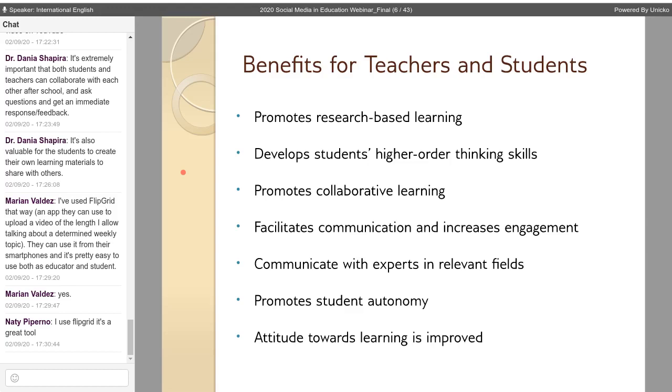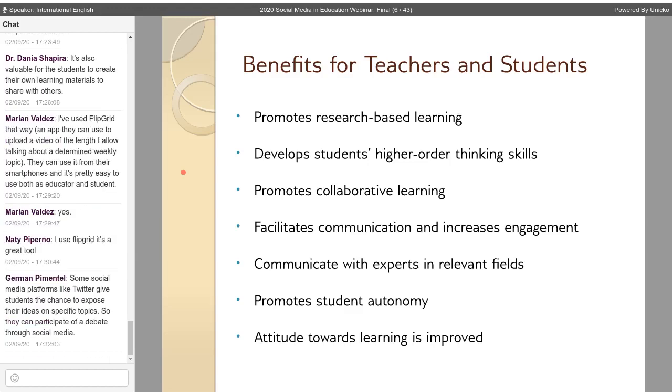Again, going back to the previous example, in order to promote research-based learning, students could watch videos, identify problems, come up with a solution, and then produce a video or a radio ad, and then post or upload the video, the ad, to the school YouTube channel, right? And then they can vote for the best ad, for the most creative one.